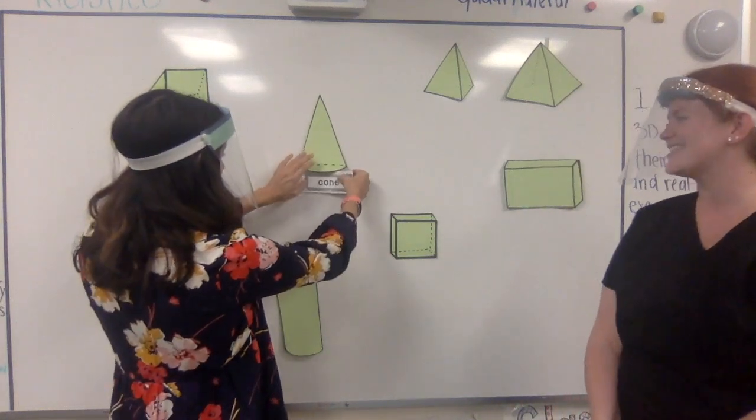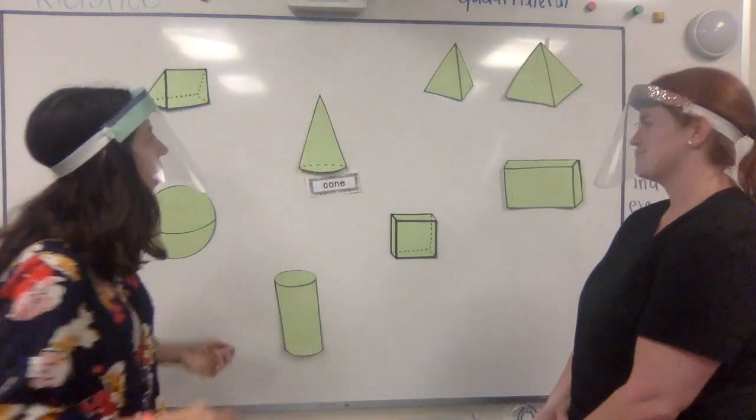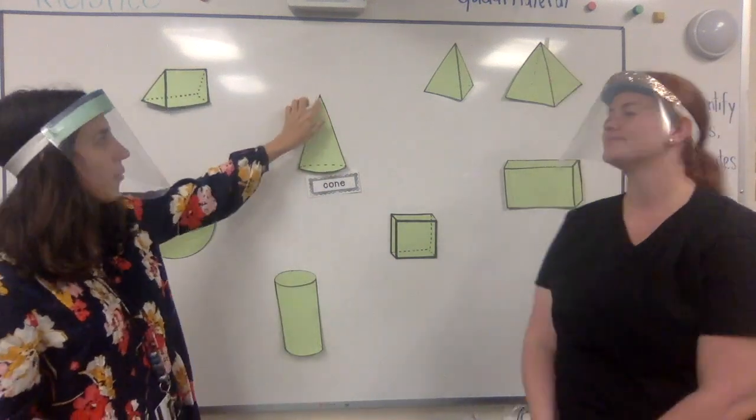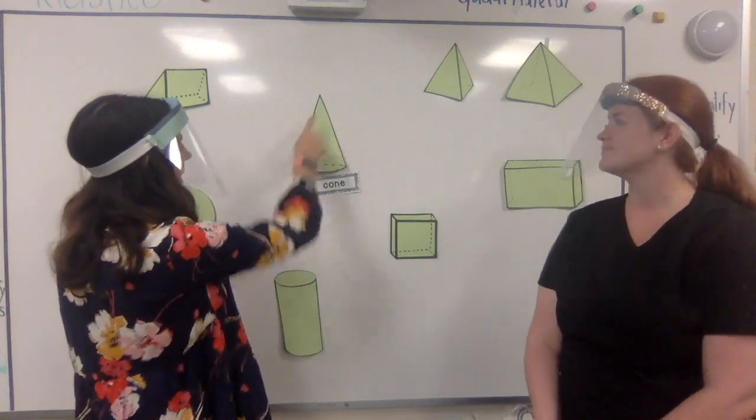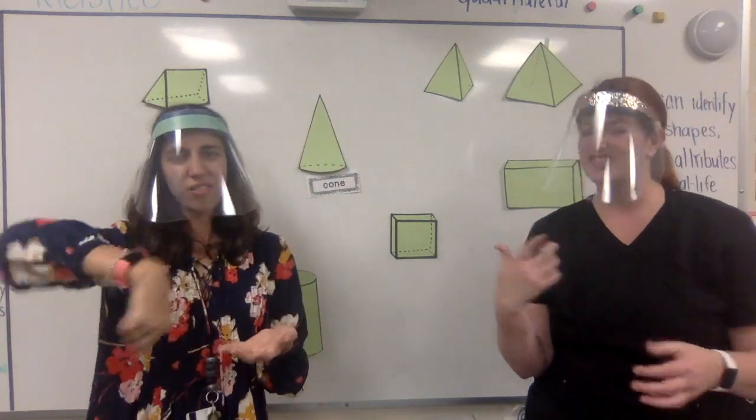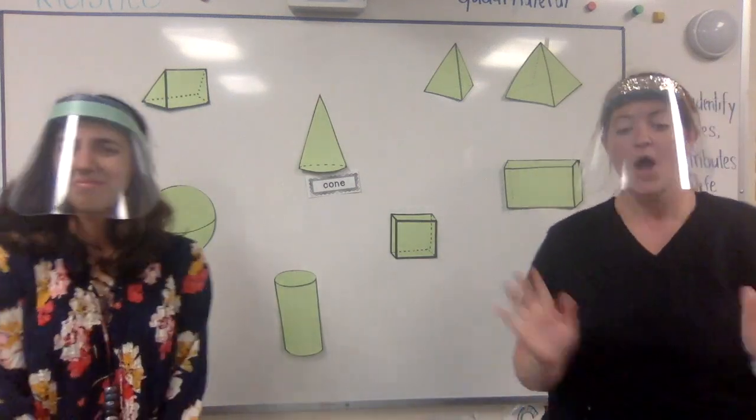That's right. I can see that circle bottom right here as our face. And then even though we have a point up top, there are no real vertices because these are actual edges. It's a curved line going all the way around our 3D shape. Great job, Miss Lestico. Okay, my turn.